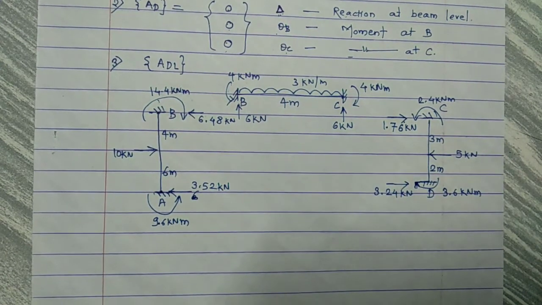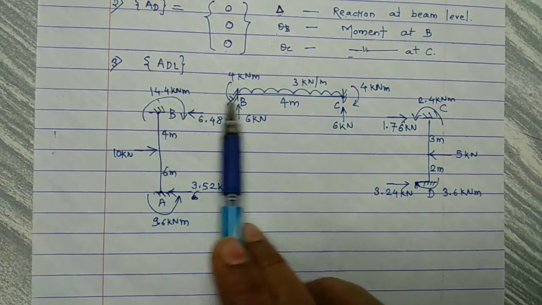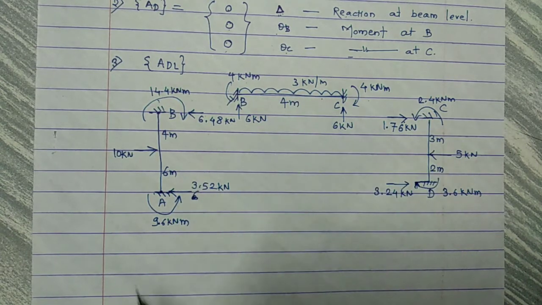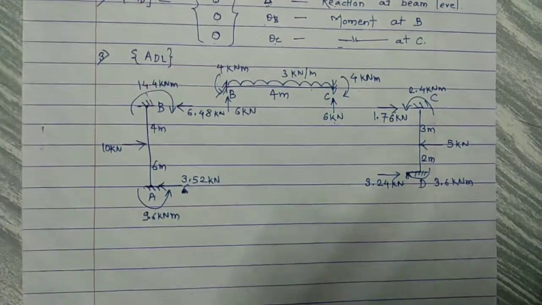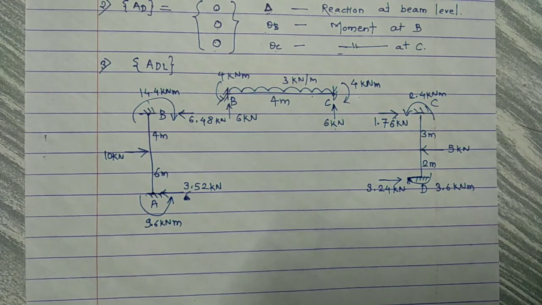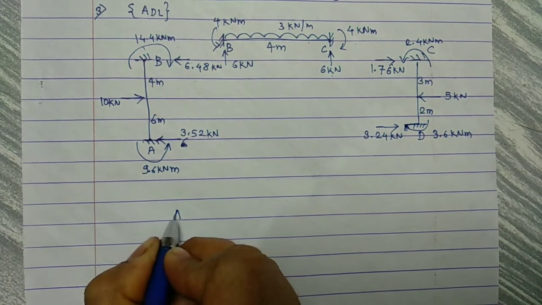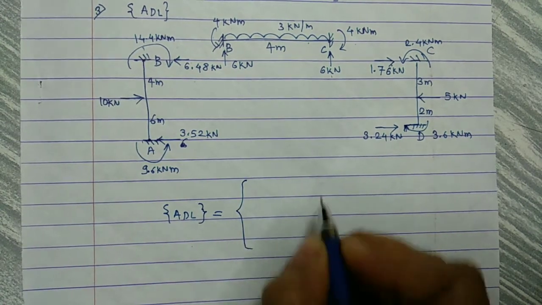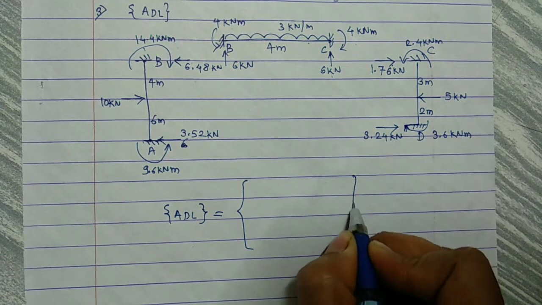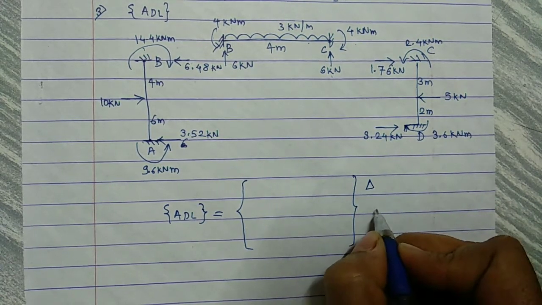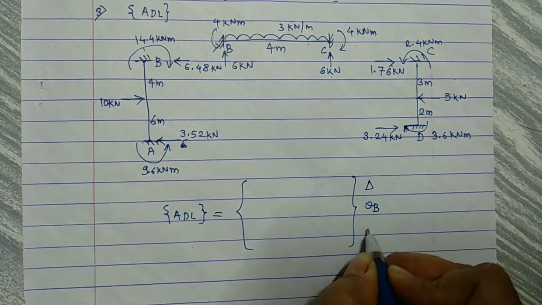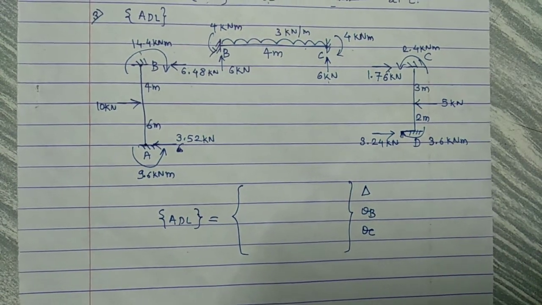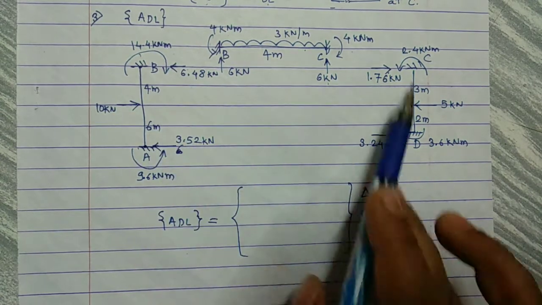Okay, so for the restraint structure we have calculated at all supports their fixed moments according to the external load, and their reactions from summation of moment and summation Fy equal to 0. Write the ADL matrix. The ADL matrix is a column matrix containing 3 elements. The first element corresponds to delta at beam level, the second to theta B, the third to theta C. From the restraint structure we have to write all these values.